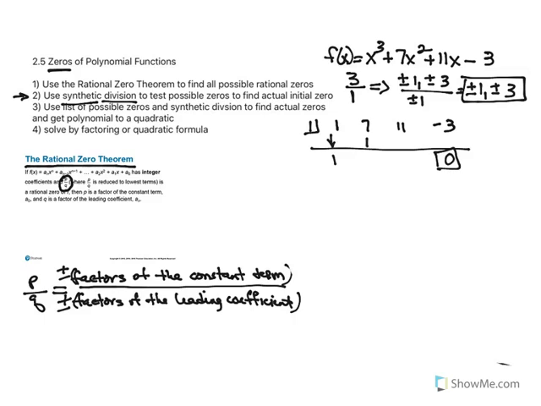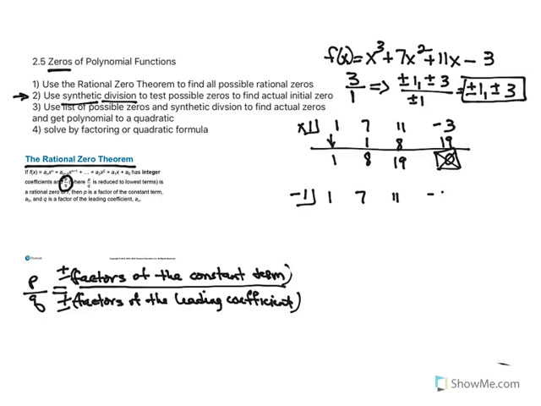1 times 1 is 1. 8. 8 times 1 is 8. 19. 19 times 1 is 19. So this clearly is not going to give me 0, which means 1 is not a 0. So I have to try another number. So let's go with negative 1.